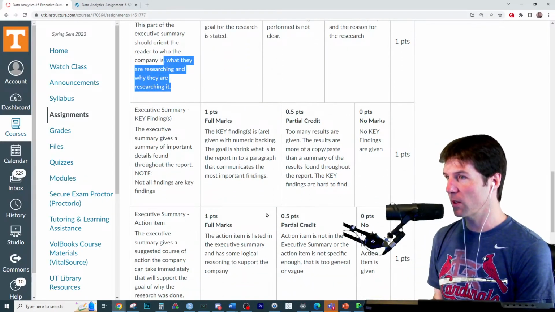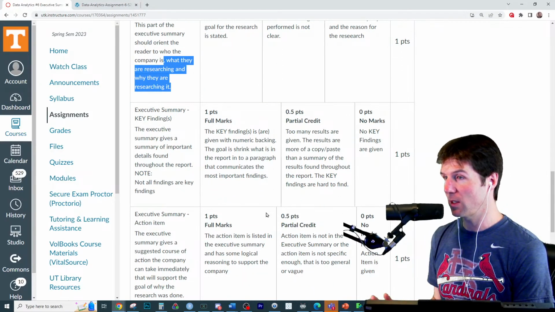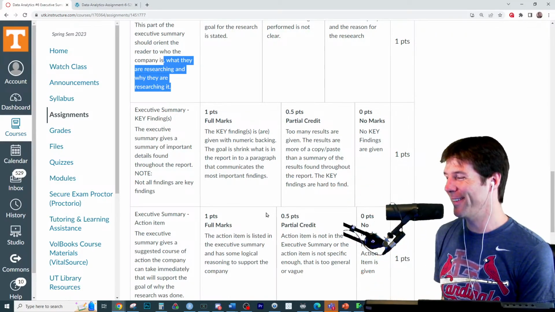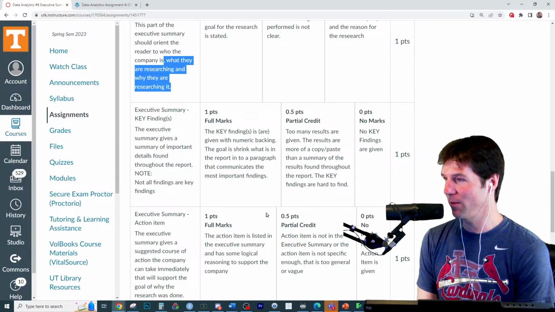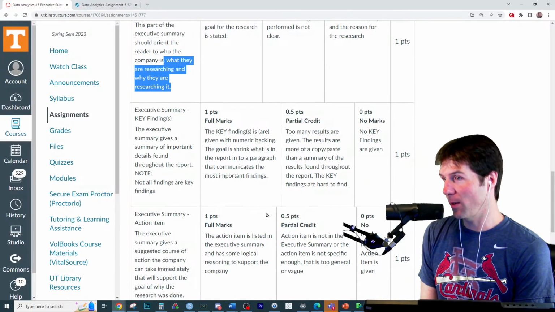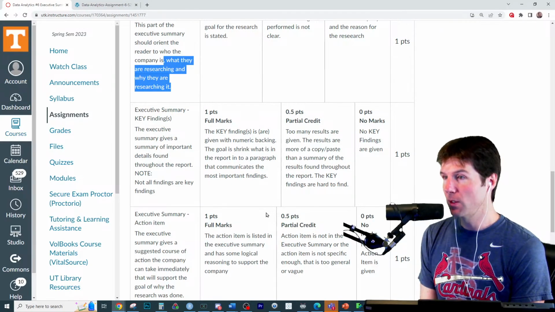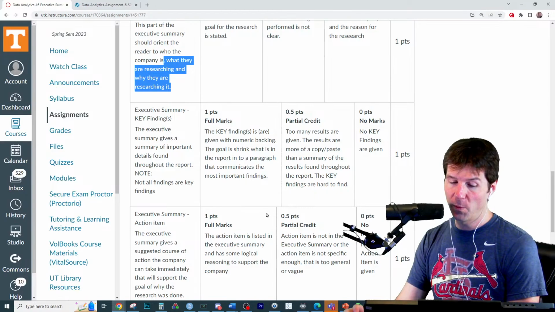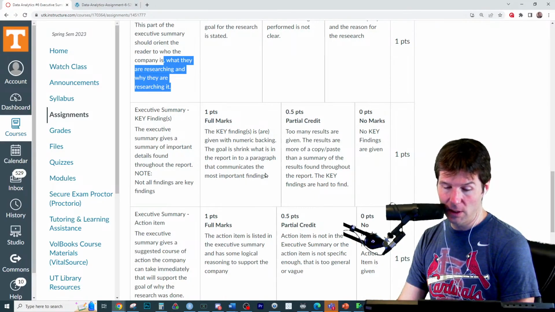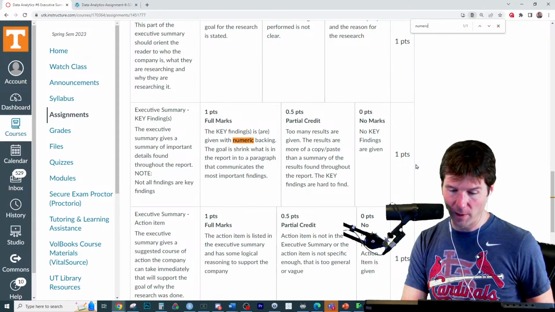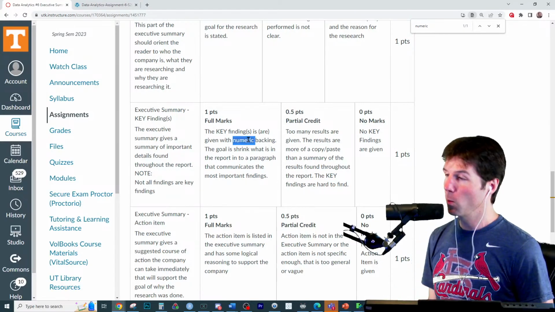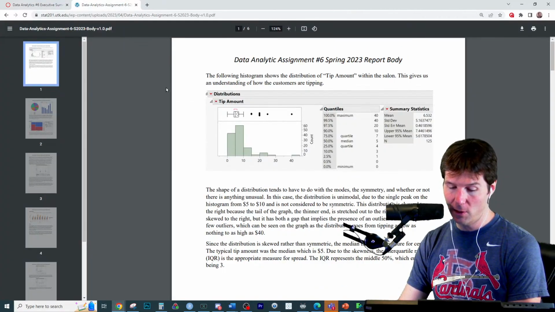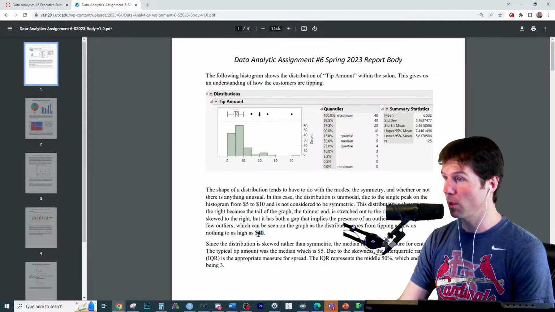Next, we have key findings. And I want to point to where people make mistakes here. Rarely, I don't like that there's too many results given. That's usually not the problem. Usually the problem is students don't give numeric backing when they give their results. So when students give results, you need to give numeric backing. We should see numeric backing right here. Boom. With numeric backing. What is numeric backing? Numeric backing literally means citing the numbers.